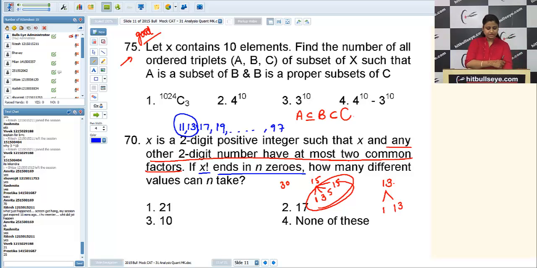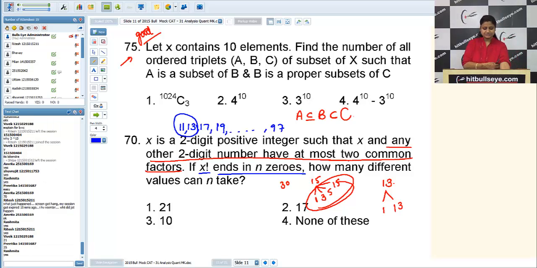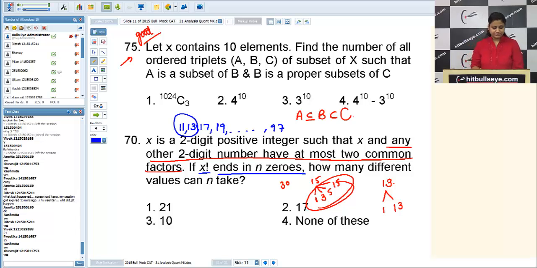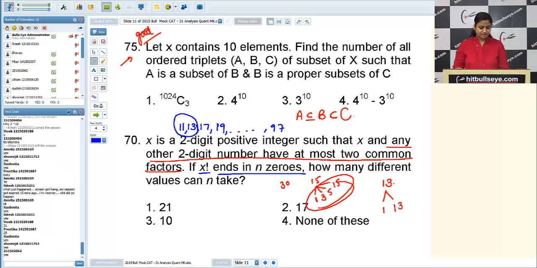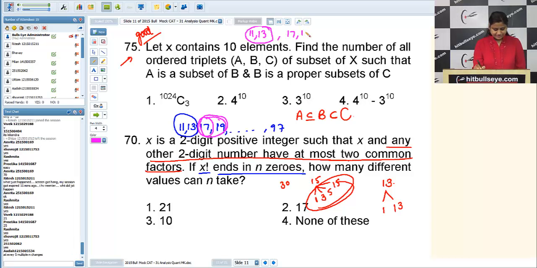Is it okay? No, 21 is not the answer, Vivek. No, this is the Pritika. 25 primes are there, but this is not the question. It says X factorial ends in n zeros. So, 11 factorial and 13 factorial will have the same number of zeros. 17 factorial and 19 factorial, the number of zeros will be the same. So, you can say 11, 13 correspond to one value, 17, 19 correspond to another.